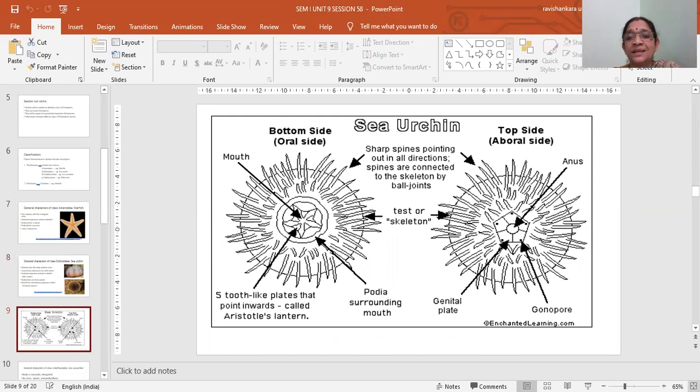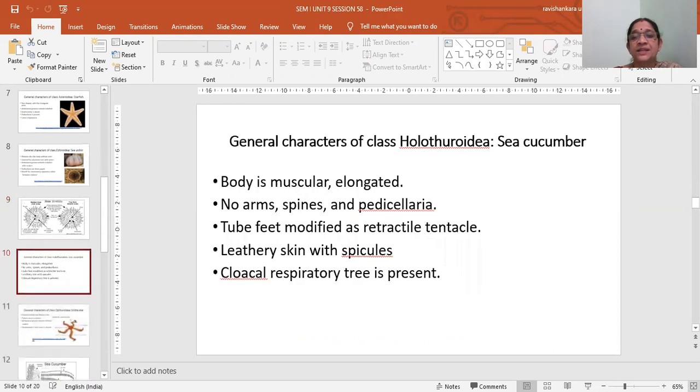On the aboral side, they have genital plates, gonopores, and the anus. The spines are very sharp, pointing out in all directions. Such animals are sea urchins. Holothuroidea includes the sea cucumbers.